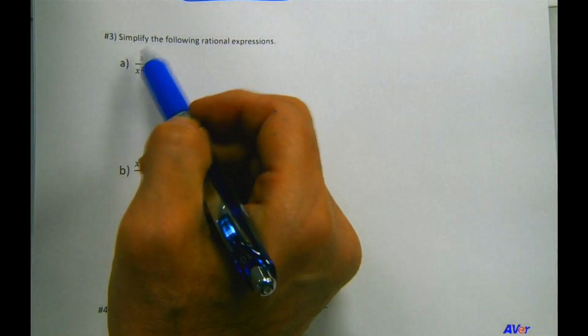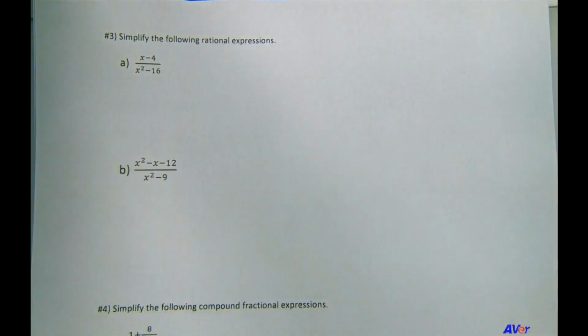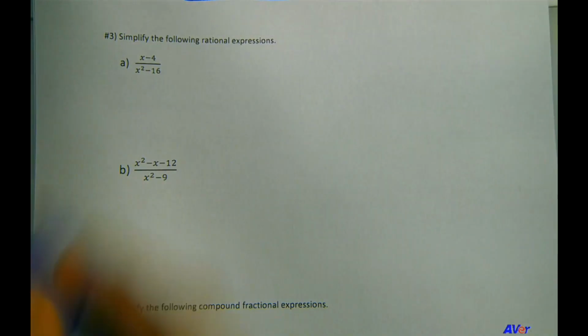So we're done with the domain. Here, they want us to simplify the following rational expression. All they mean is factor things out and see what you can cancel out and keep what you cannot. So let's do that.